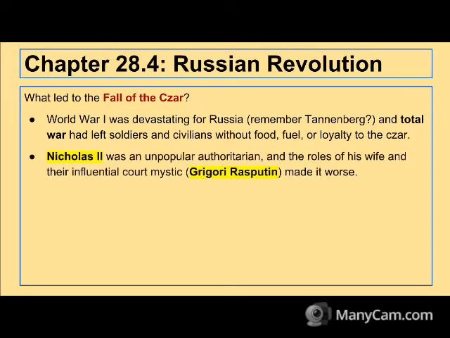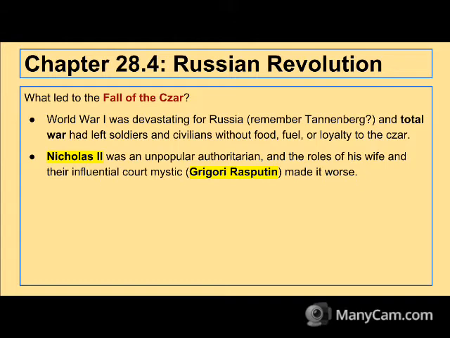Tsar Nicholas II was pretty unpopular as a ruler. He was an authoritarian in the classic Russian mold, essentially ruling by divine right in much the same way that a medieval monarch would have. Additionally, he was a pretty incompetent ruler.